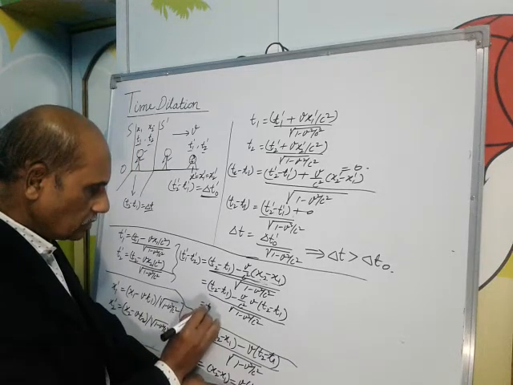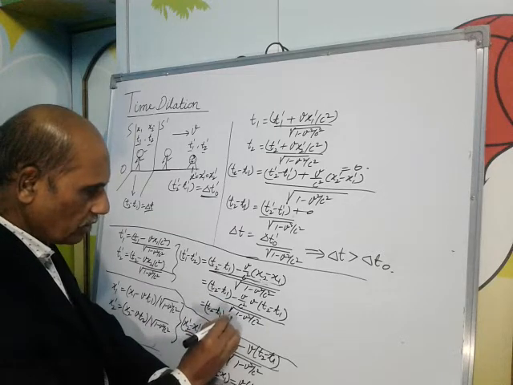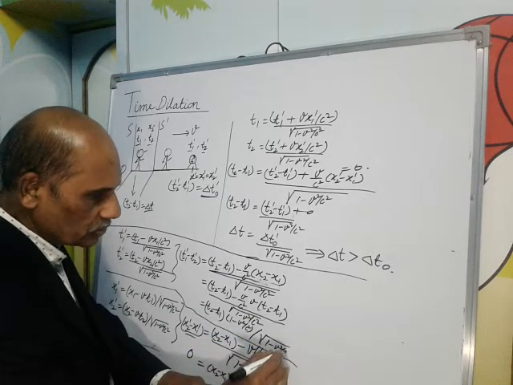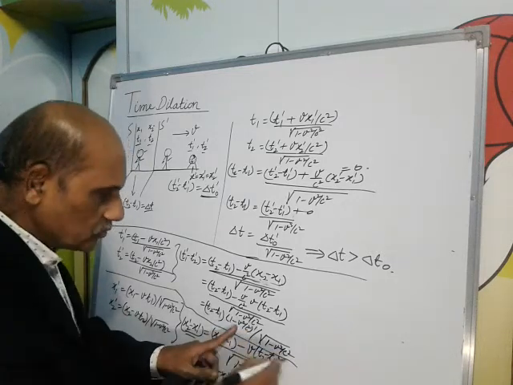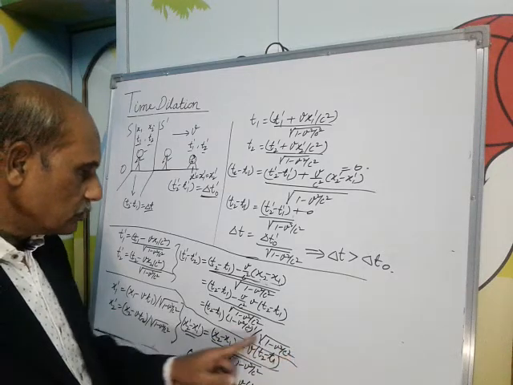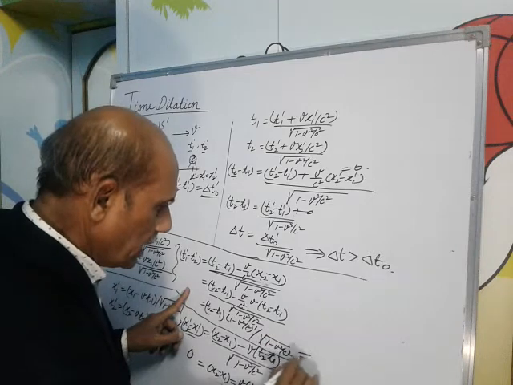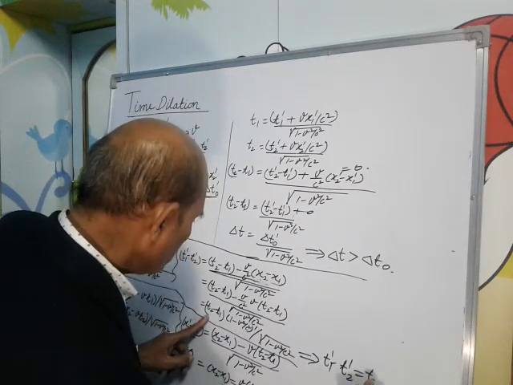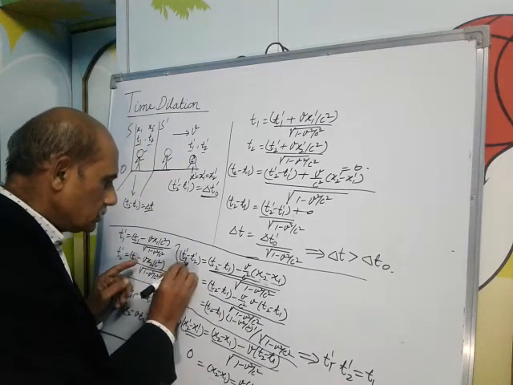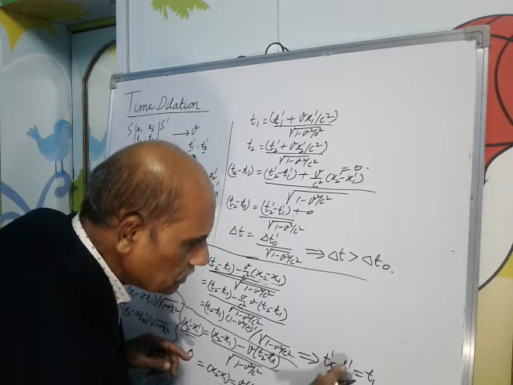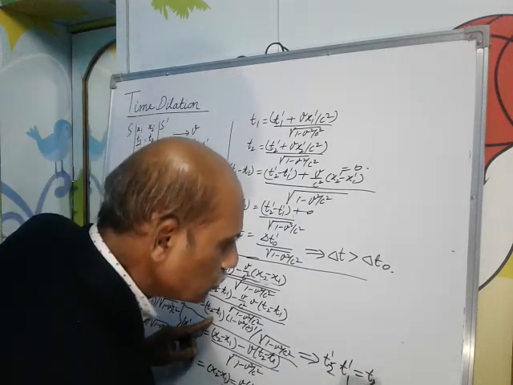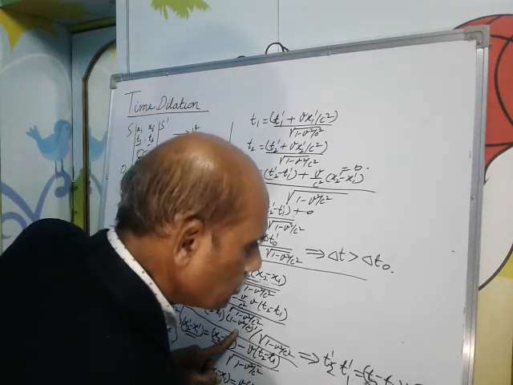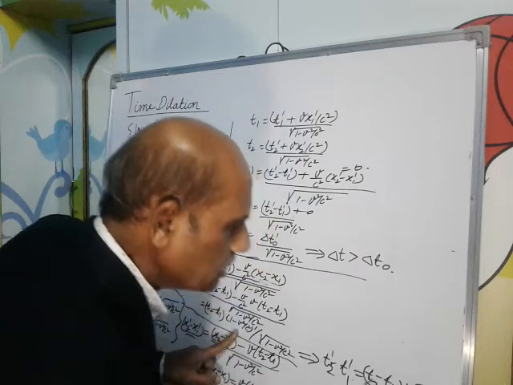If we take common T2 minus T1, inside the bracket we have 1 minus V square by c square, and in the denominator square root 1 minus V square by c square. Here the power is 1 and the denominator has power 1/2, so one of them cancels. So the relation that came from this is, T2 dash minus T1 dash is equal to T2 minus T1 into square root 1 minus V square by c square.